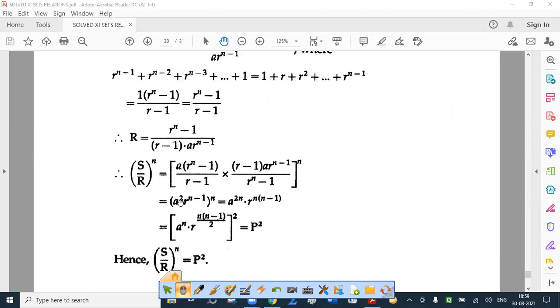So what remains? A into A, that is A square, r raised to n minus 1. Raised to n: A raised to m raised to n is A raised to mn. So A raised to 2n into r raised to n into n minus 1. Just a minute. Now, see the cursor, can I say this is the square of what? This, just verify. You can check: A raised to n square is A raised to 2n, r raised to n into n minus 1 upon 2 square. A raised to m raised to n is A raised to mn. Yes. But why write it like this? Because this is nothing but the product. So we have verified that S upon R raised to n is nothing but P square.